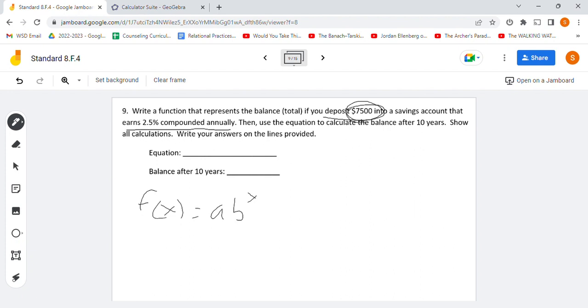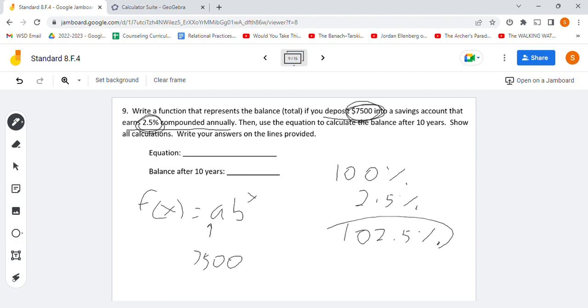So that $7,500 is going to be our starting value here for a, 7,500. And our 2.5% gives us our multiple if we think about it this way. 100% would represent our original amount. That 2.5% is how much it's growing. So at the end of the year, we'll end up at 102.5% of what we had before.